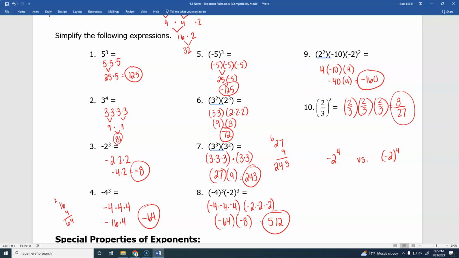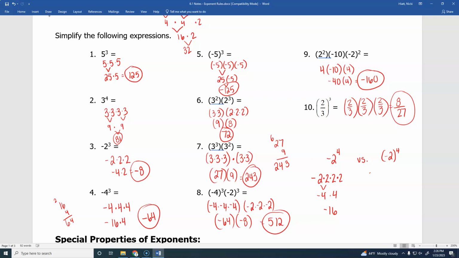Okay, if I have negative 2 to the fourth power, the negative is not raised to the fourth power. It's just out there. And then the 2 is raised to the fourth power, so I've got 4 2's. So that's going to give me negative 4 times 4, which will give me negative 16. So it keeps that negative.